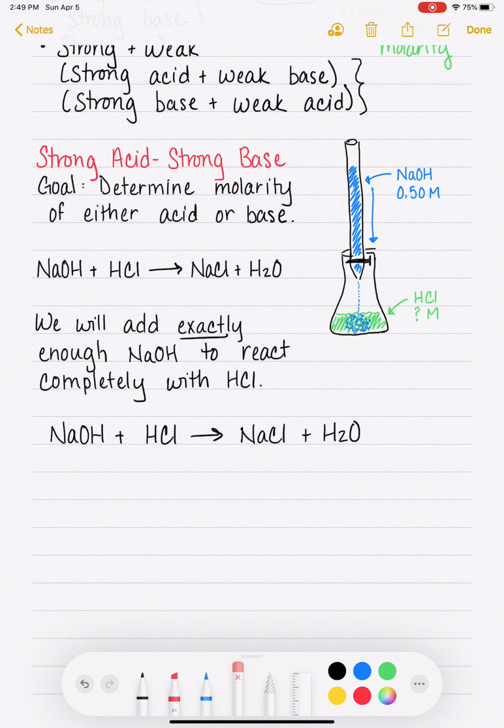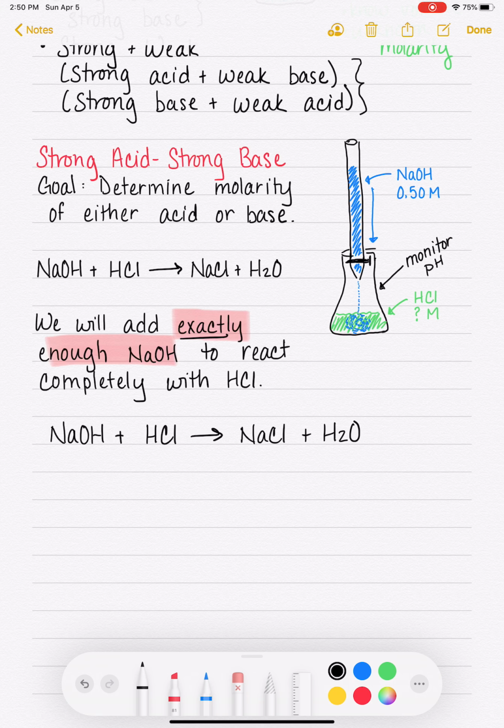So how are we going to know when we've added enough NaOH to react with all the hydrochloric acid? Because the hydrochloric acid is unknown, this whole idea of, let's say we have 5 moles, okay, that means we need to add 5 moles of NaOH, we don't have that kind of information. We can't make that type of calculation because we don't know anything about the hydrochloric acid solution. So how are we going to figure out when the reaction is done or when we have met our goal of adding exactly enough NaOH? We're going to do that by monitoring the pH of the solution.